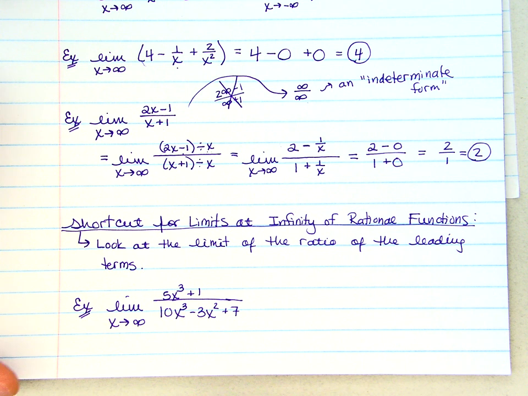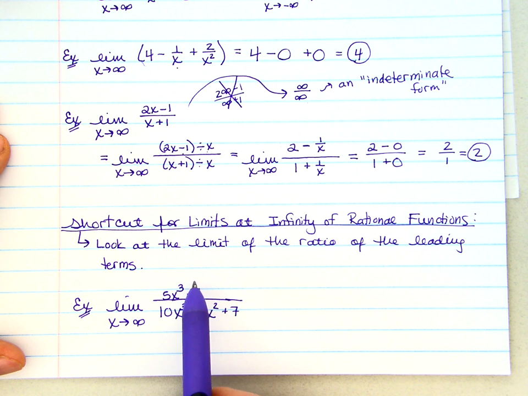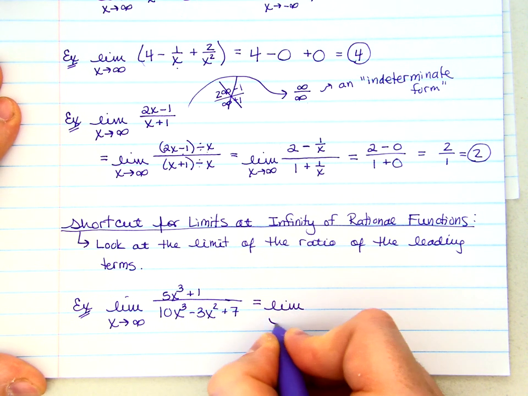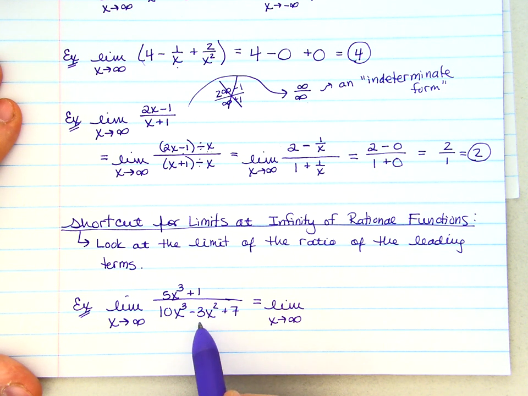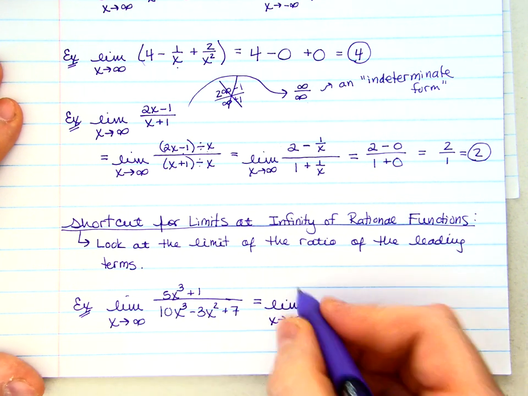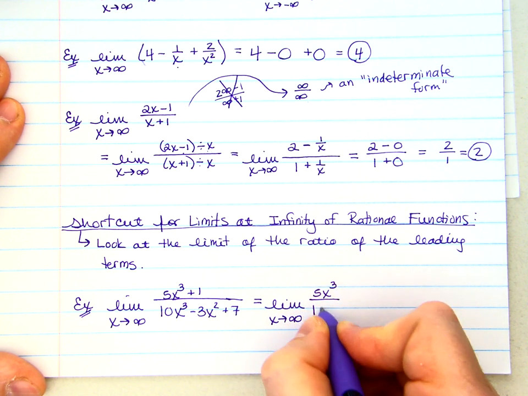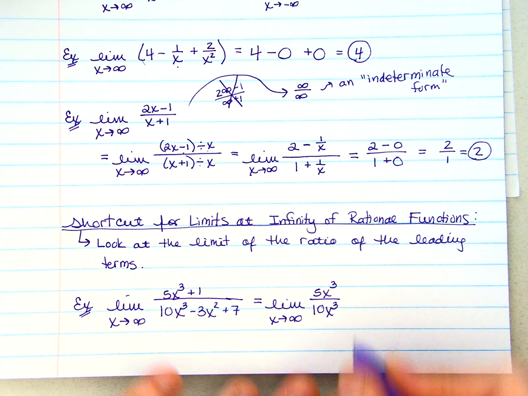What I could do is divide everything by x cubed, but I want to use this shortcut, which is really how we're going to deal with these things moving forward. This is going to equal the limit as x approaches infinity. I'm going to ignore everything on the top and bottom other than the leading terms. This is the limit as x approaches infinity of 5x cubed over 10x cubed, because if we did do the division, everything else would end up just being a zero thing once I took my limit. Well, we can simplify this.